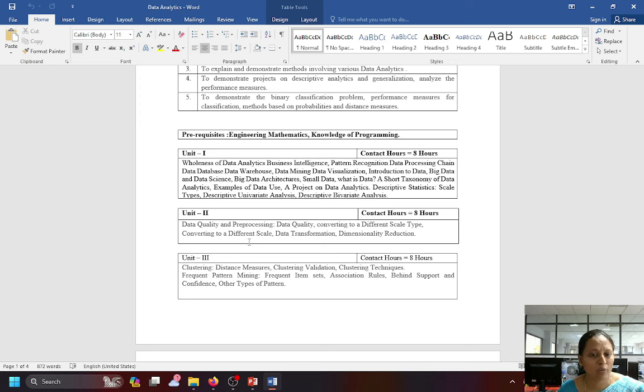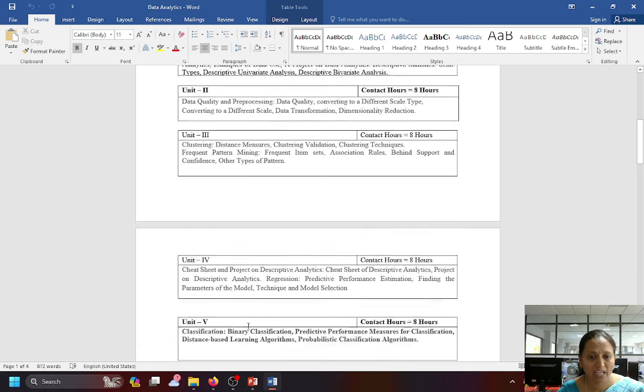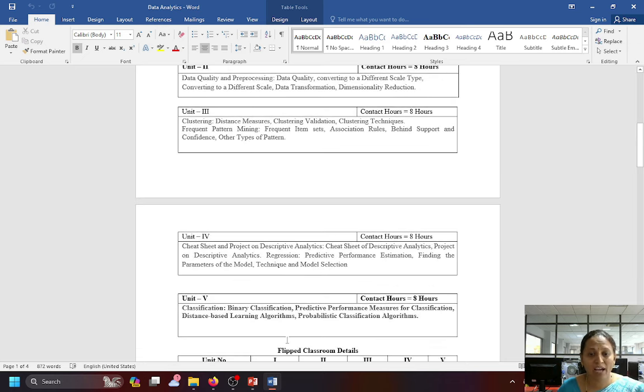And in unit 3, we are going to have certain data mining techniques like clustering, how we are going to mine the data, and how we are going to model the data as per the requirement of the user, with various clustering methods, various association rules, and other types of patterns or recognitions we are going to have in unit 3. And in unit 4, we are going to have the data with descriptive analytics.